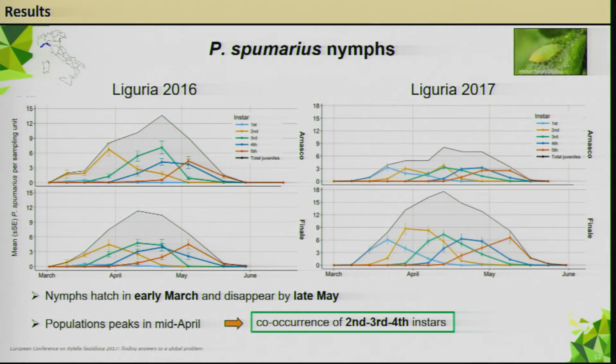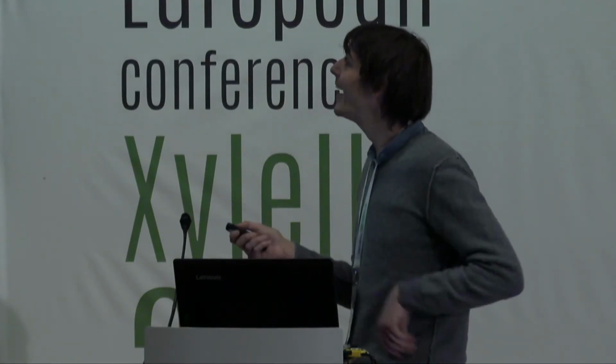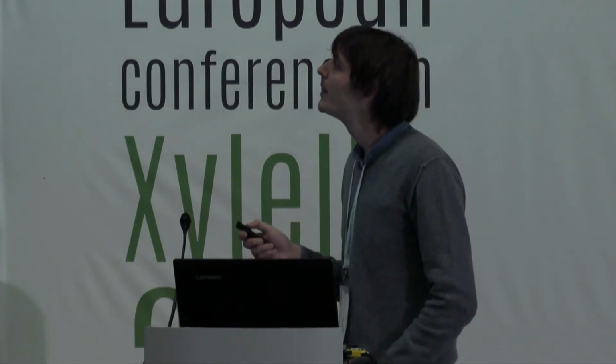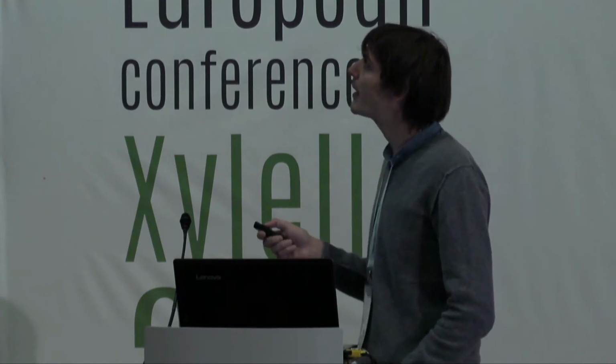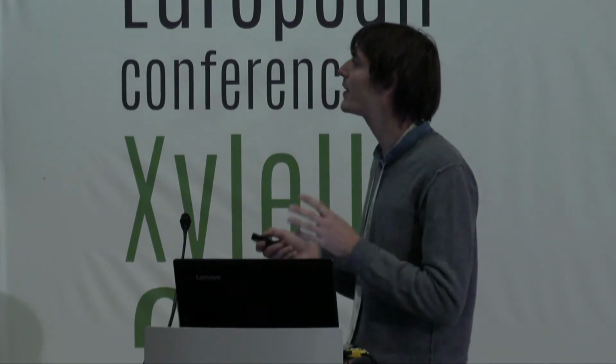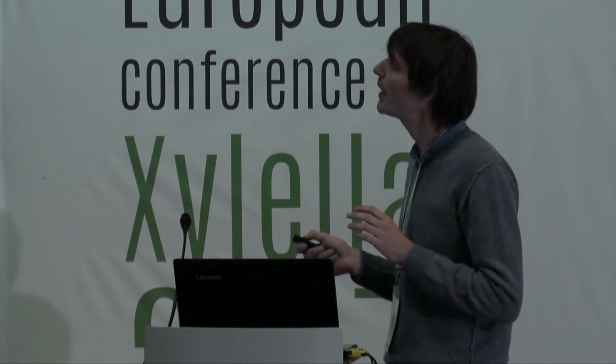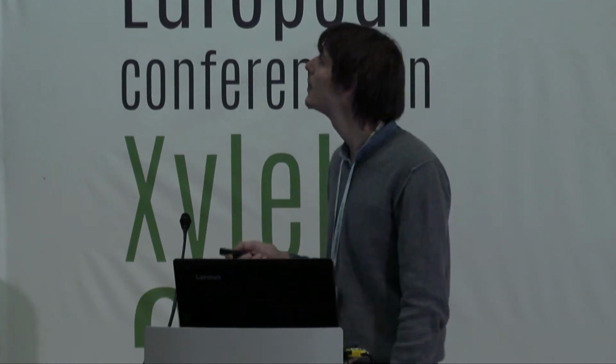Okay, about the preliminary results. In Liguria, we found the nymphs hatching in early March, and disappearing by late May, with a population peak in mid-April, and the coexistence of different instars, the 2nd, 3rd, and 4th, during April, for 2-3 weeks.